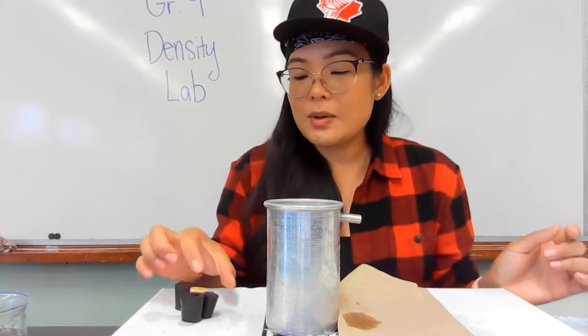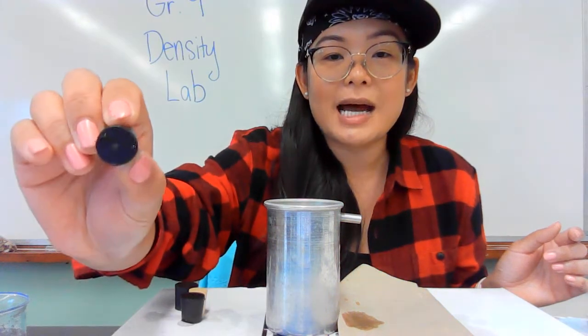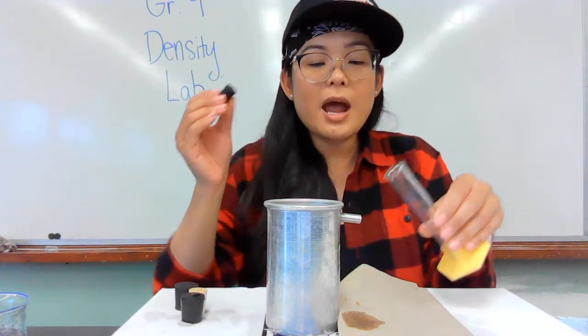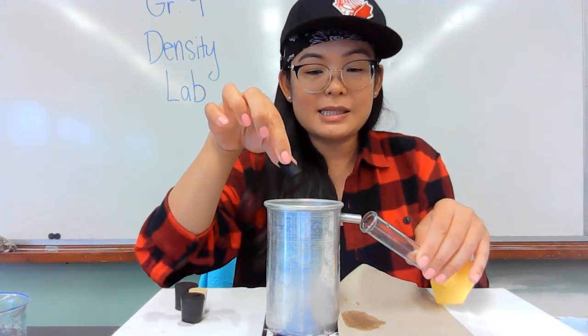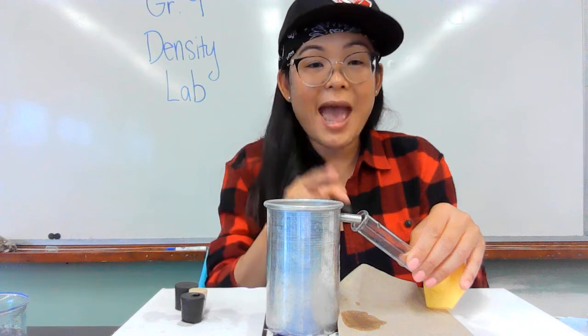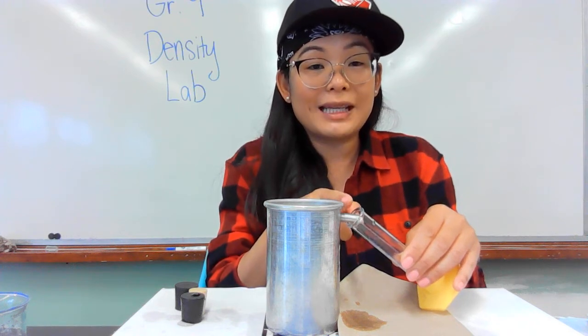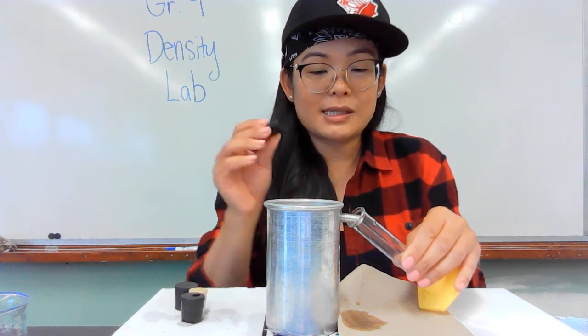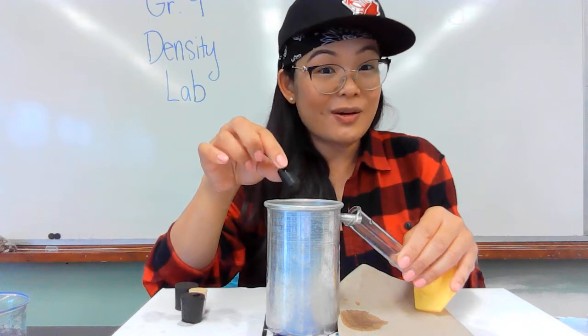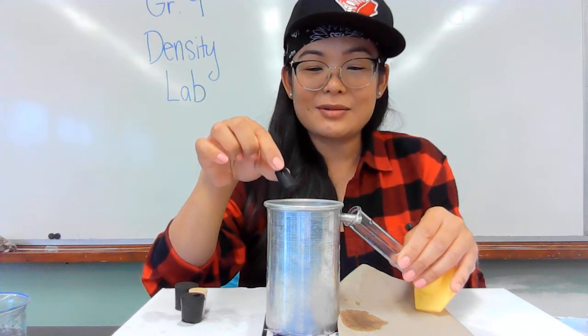So what I'm going to do is take rubber stopper size 0, and I'm going to drop it into this overflow can, and I'm going to catch the overflow liquid in this graduated cylinder. And that will be my volume of a rubber stopper, size 0. Ready, set, go.